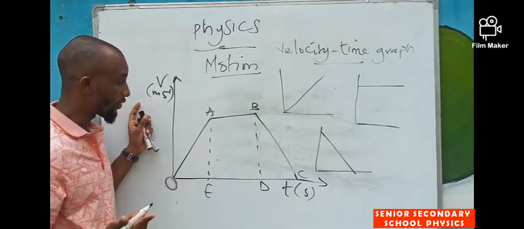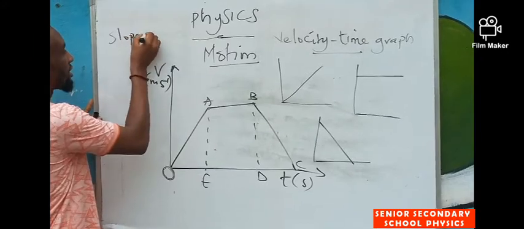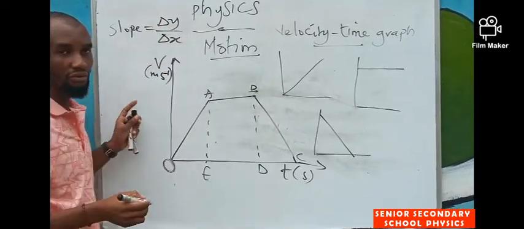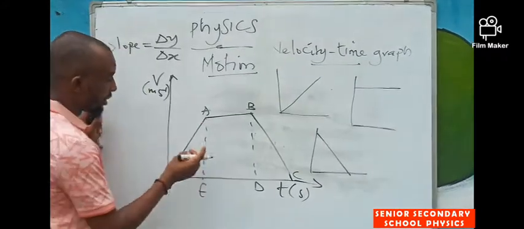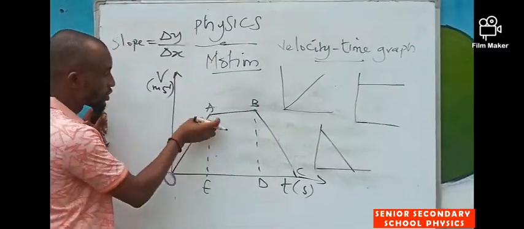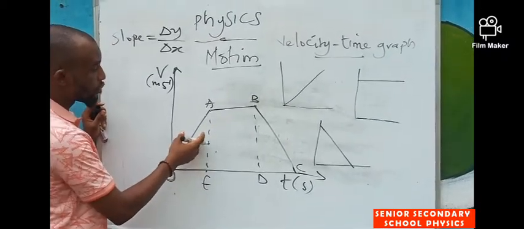Slope, or what we call gradient. How do we solve for that? Remember that slope or gradient is given as change in y all over change in x. Going by that, y is normally vertical, x is horizontal. Now, solving for the slope of this, from the graph, it is going to be what?